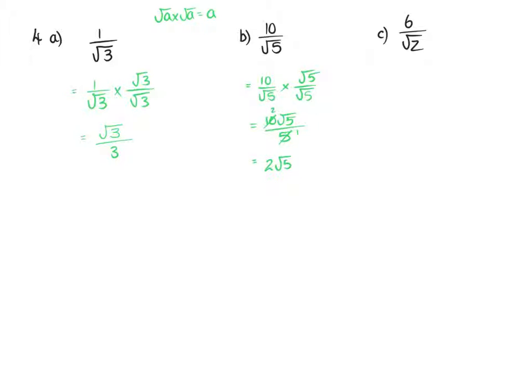And then our last one, we've got 6 over root 2, and we're going to have to times the bottom by root 2, which means we have to times the top by root 2 as well.